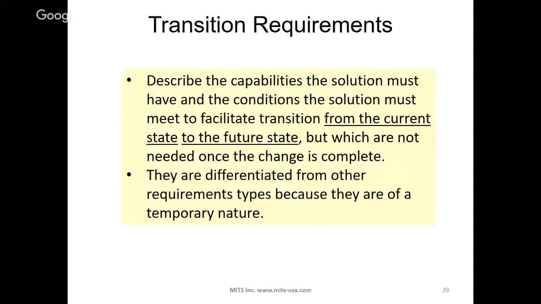Transition requirements, current state to future state, we already covered this. The whole point is the last bullet is that the requirements are temporary in nature, meaning the activity associated with those requirements is temporary.